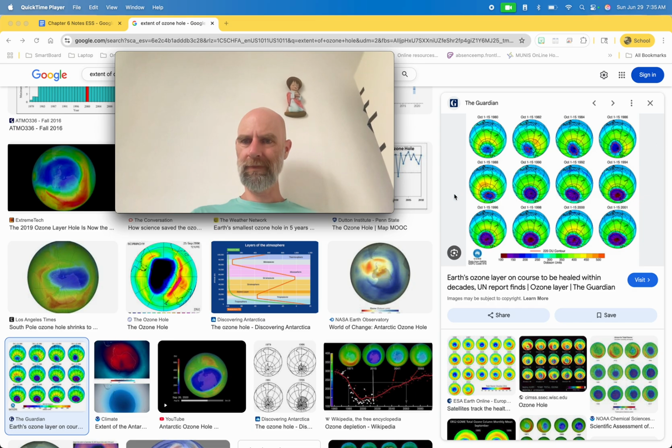It goes left to right and then down. So 1980 to 2001. So you can start to see how it increased all the way up through 2001.